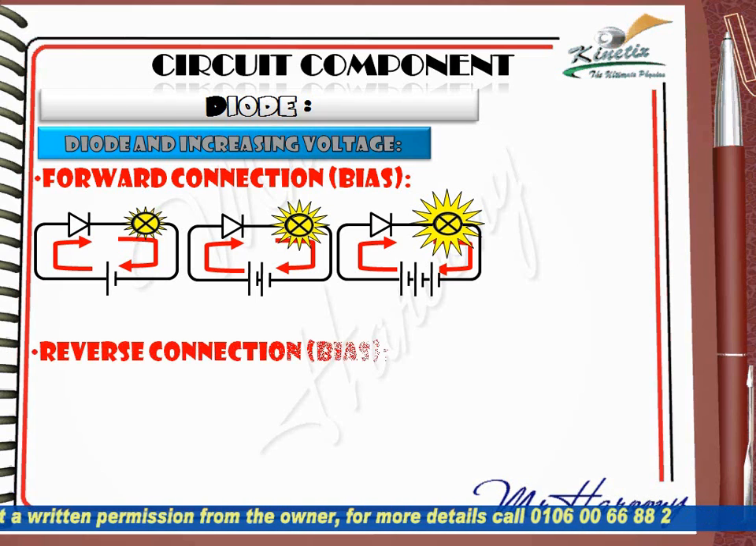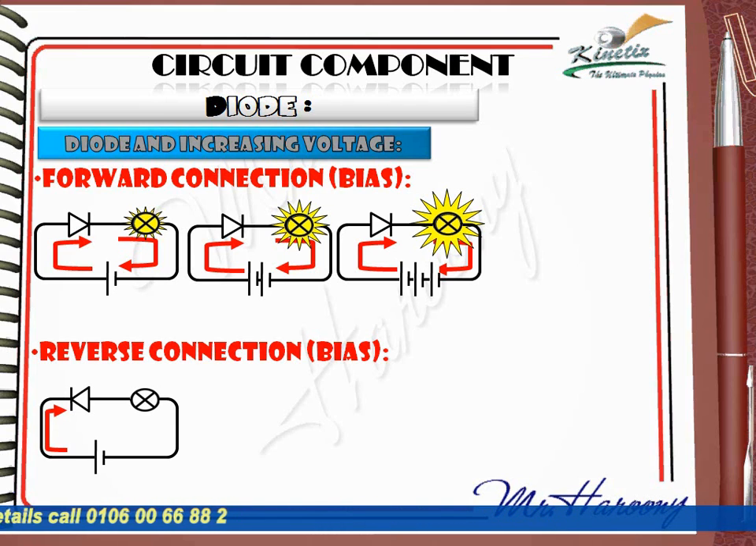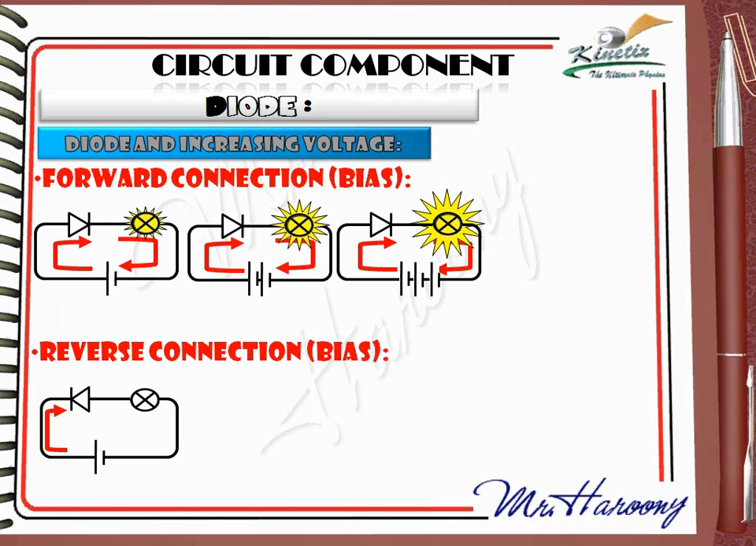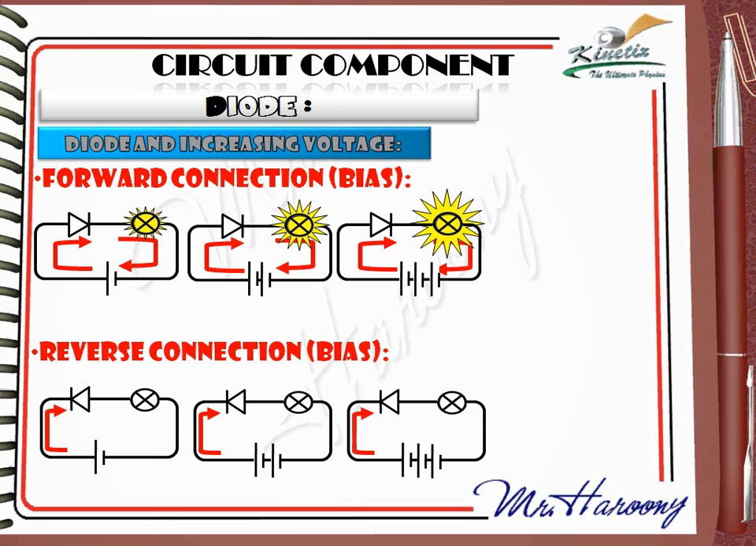Now let's see the reverse connection or reverse bias. As you can see, no current will flow because the direction of the current will face the blocking side of the diode. What if we add one more cell? No change and no current flows. Even if we add more and more cells, no current is allowed to flow in the reverse bias. So we can conclude that increasing the voltage on the reverse bias connection makes no use.